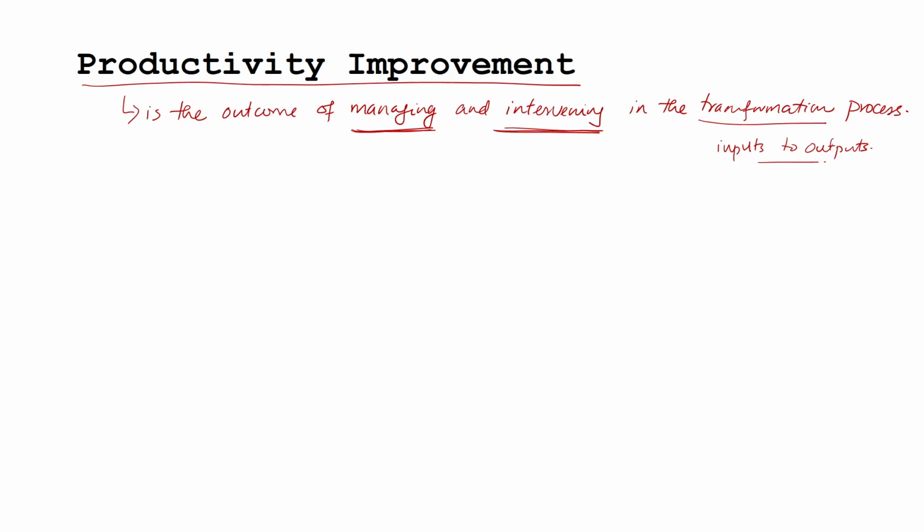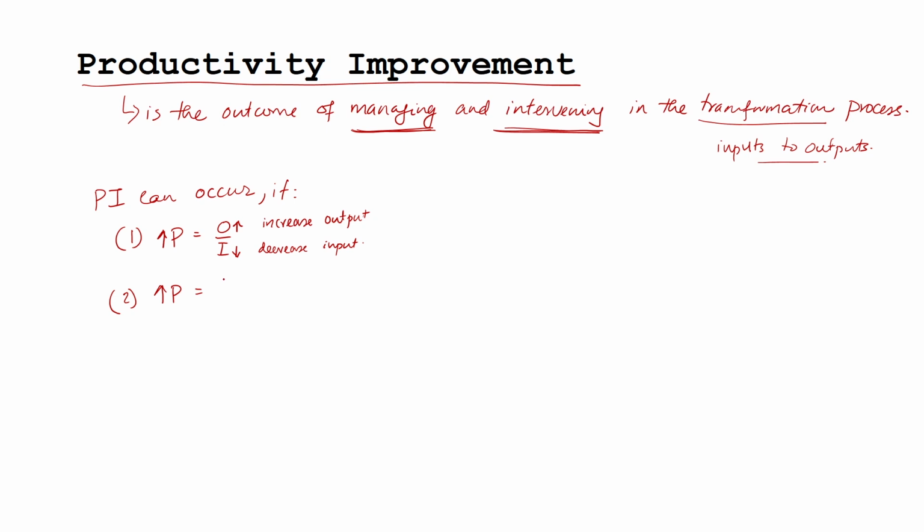Okay. So the productivity improvement Pi can occur in multiple ways. Number one, productivity will increase if you increase the output and decrease the input. This is the straightforward way of doing it. Okay. This is also known as the myopic way of doing it. Number two, you can increase the productivity when you increase the output while maintaining the same level of input.